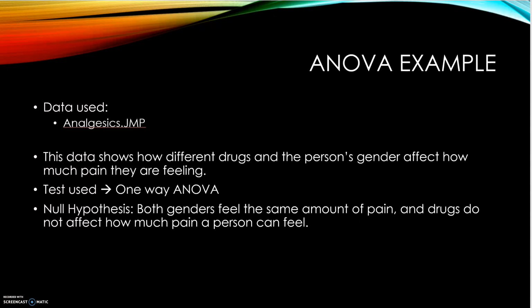For our ANOVA example, we use the data analgesics.jmp, which shows different drugs, the person's gender, and how that affects how much pain they are feeling. We're going to be using a one-way ANOVA, and our null hypothesis is that both genders feel the same amount of pain, and the drugs do not affect how much pain they can feel.